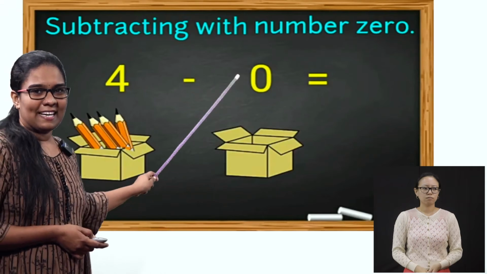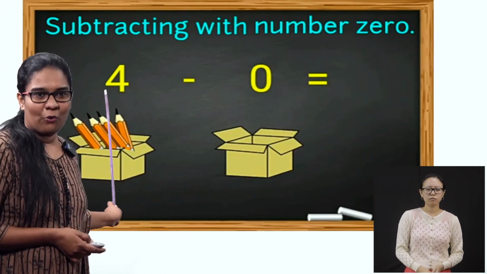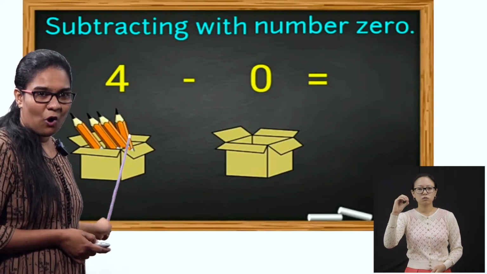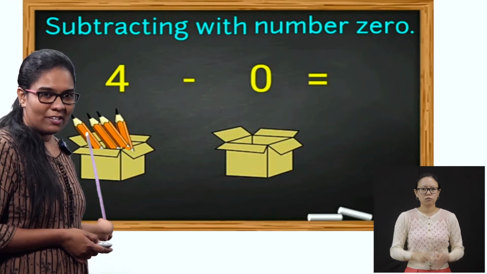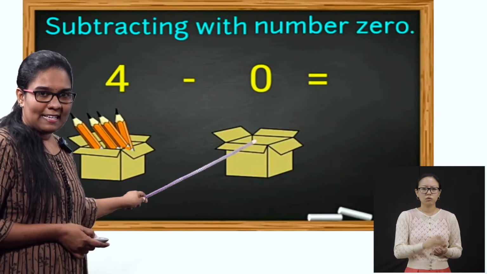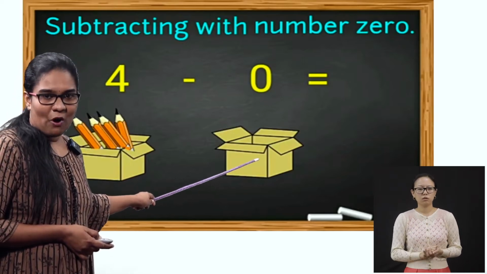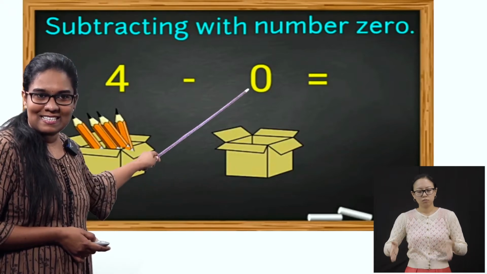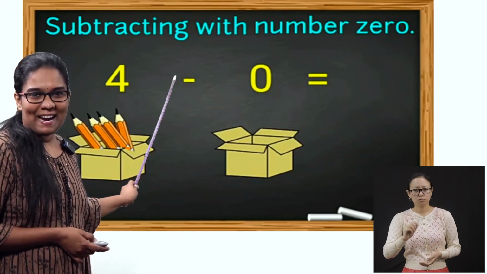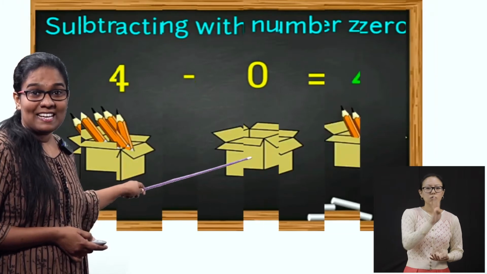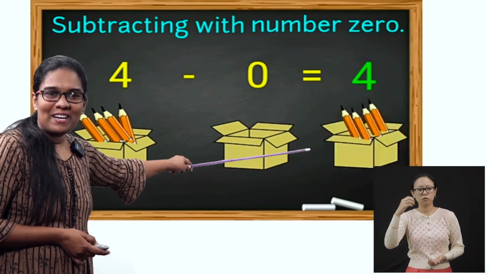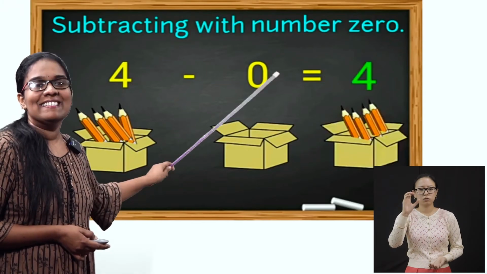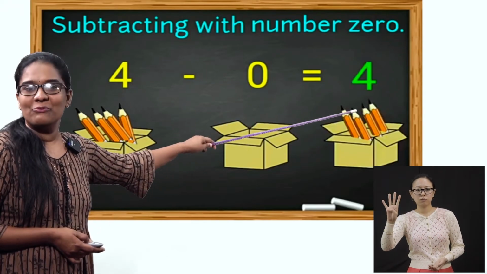Then look here. We are subtracting 0 from 4. Here we can see one box with 4 pencils, right? 1, 2, 3, 4. Here is another box. This box here is nothing. That is 0. 4 minus 0. Then we get 4 itself. Yes, that is 4 minus 0 is equal to 4.